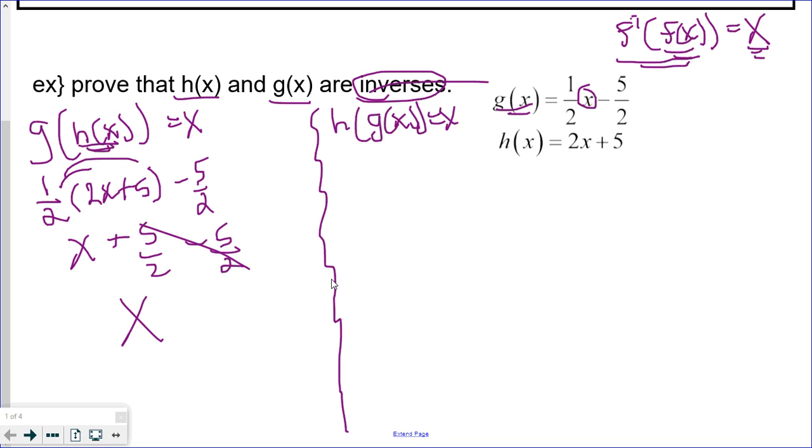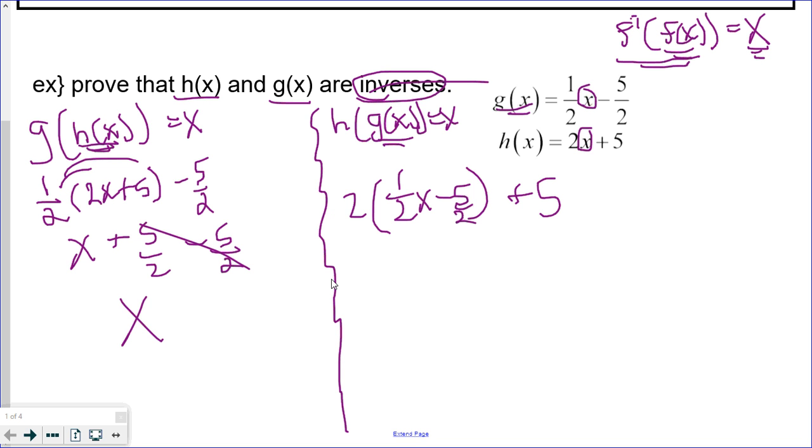Now, let's show the other way around. So we're going to take the g equation and plug it into the h equation. Okay? So h is 2x plus 5. So everywhere I see an x in that, I'm going to plug in the g equation. So that is 2. Instead of x, it's going to be 1/2 x minus 5, or I'm sorry, 5/2. I apologize. And then plus 5.